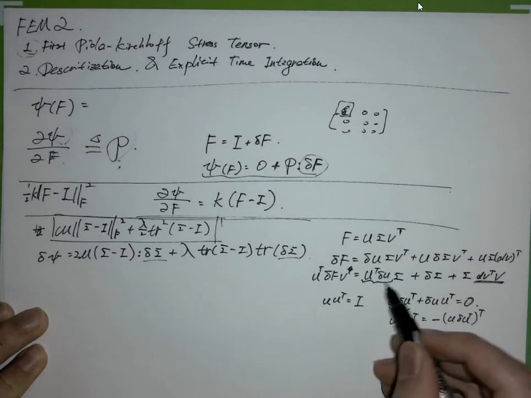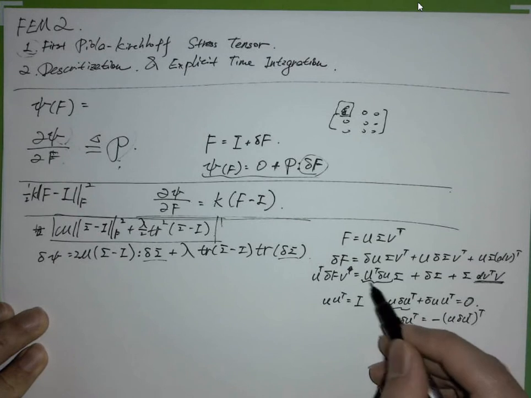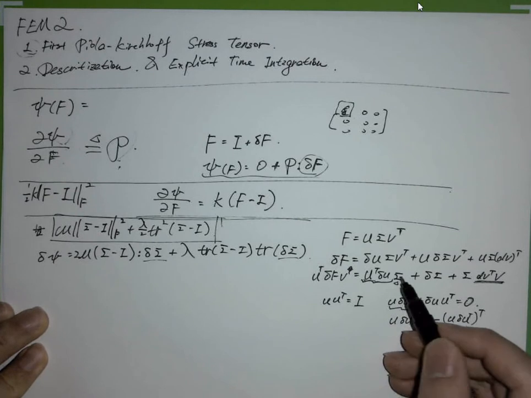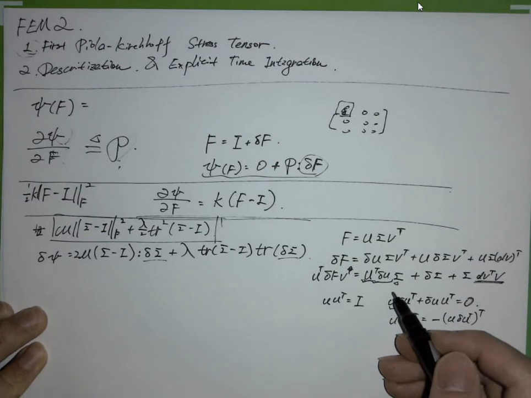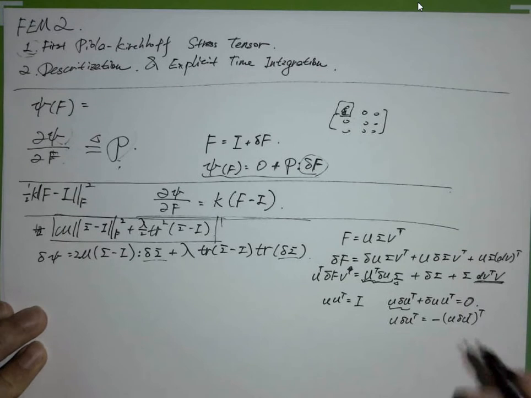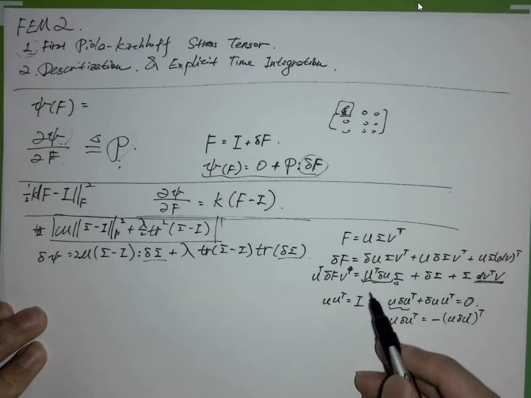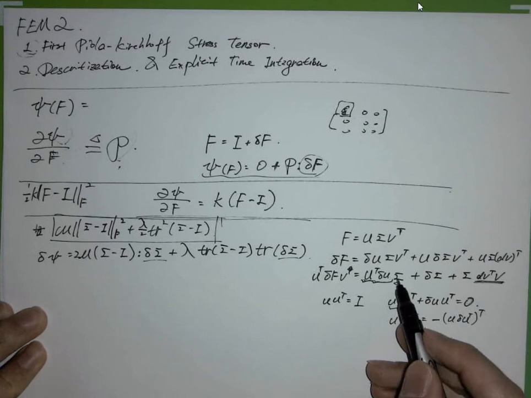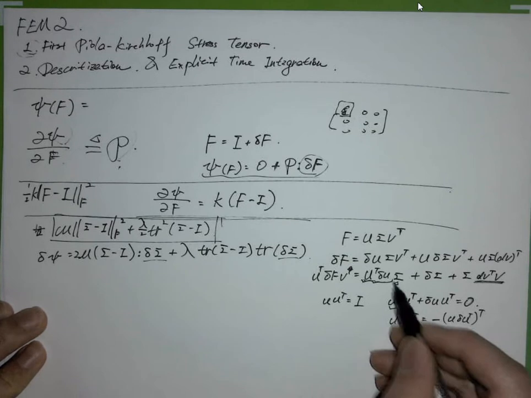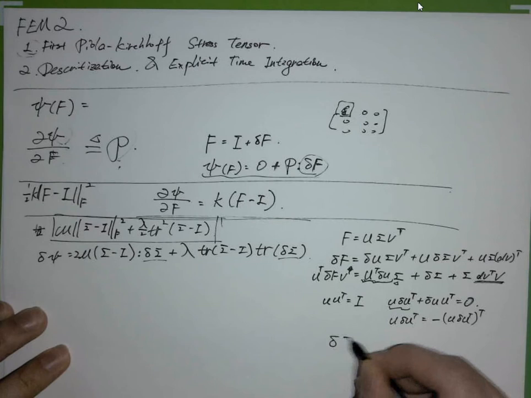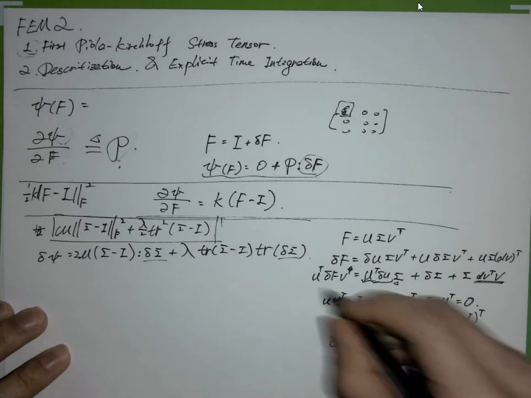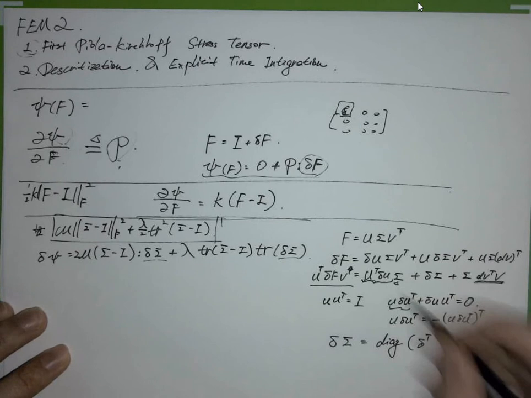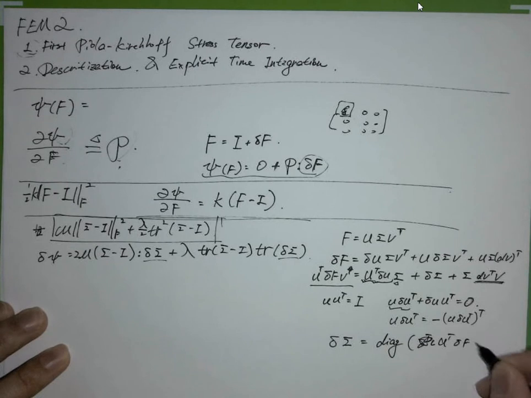Then the product between a skew symmetric matrix and sigma, which is a diagonal matrix, will have no effect on the diagonal element. Right? The diagonal element should always be 0, because this one is skew symmetric and this one is the diagonal matrix. All right. So I can say that d sigma should be the diagonal element of this one, because U transpose dF V.